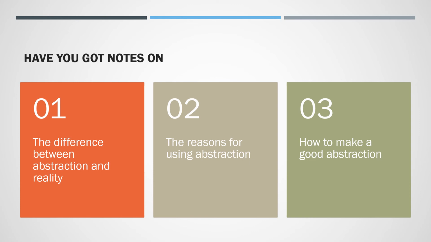For the most part, you can answer with these simple details. The difference between an abstraction and reality is that many of the details are left out. The reason for using abstraction is that it is much less work and processing power to run an abstract model. And how to make a good abstraction is to think carefully about the purpose of the abstraction and to select details that are relevant to that purpose.